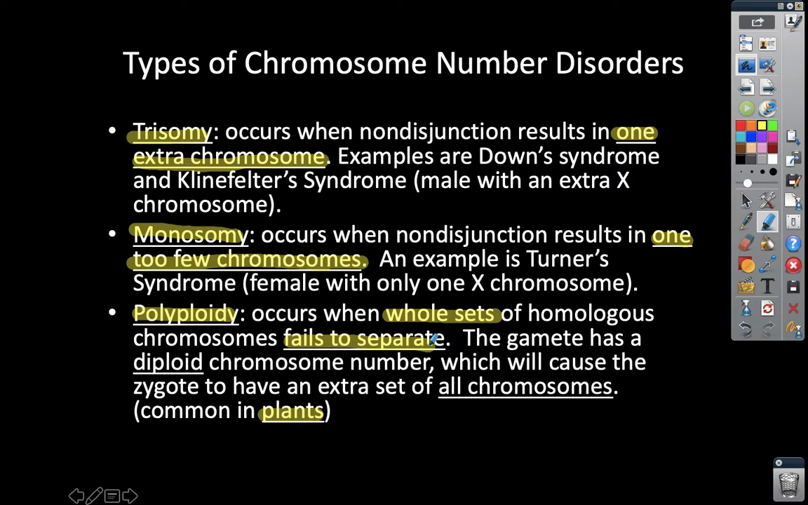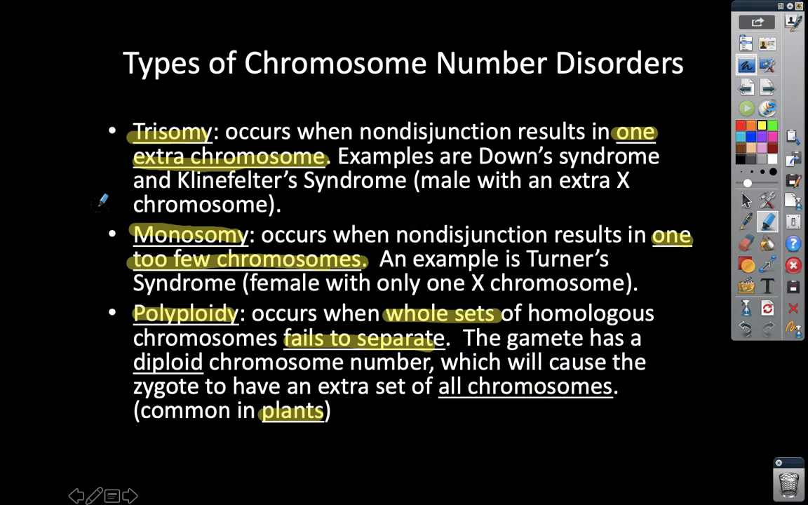So this happens, again, just in plants, and a lot of the plants that we use for fruit, like strawberries, for example, and citrus, like oranges, are polyploidy. And that means that they have extra sets of chromosomes. Think strawberries are octoploid, so that means they have 8 sets of chromosomes per cell. And again, this is fatal in humans.